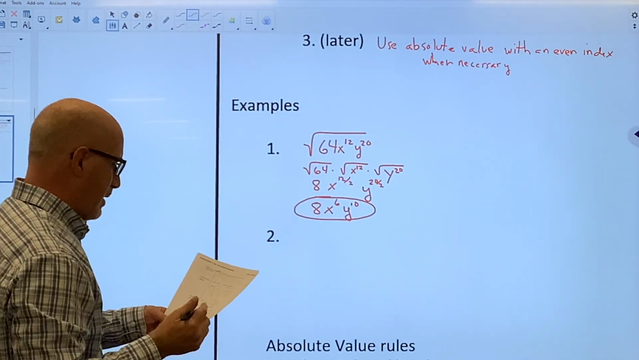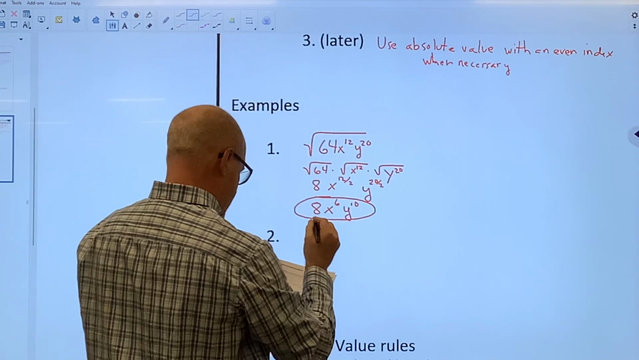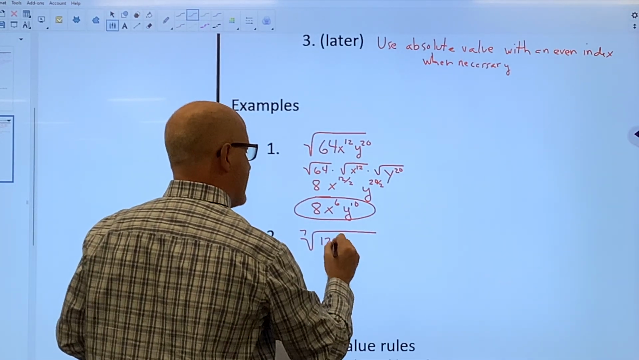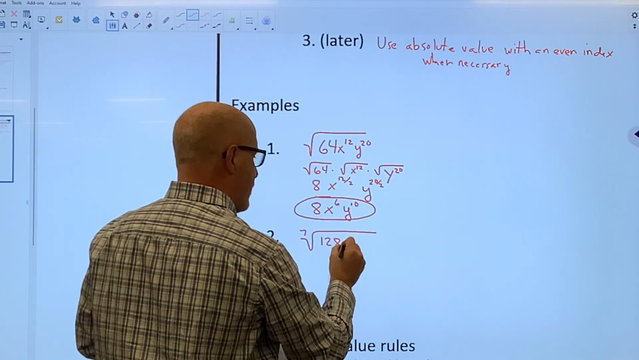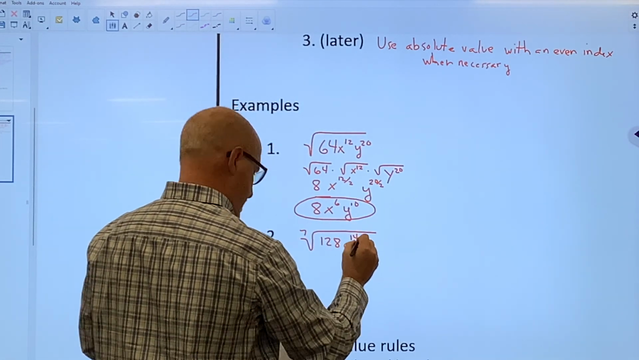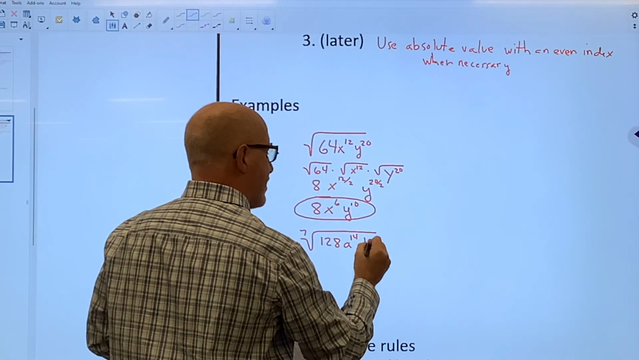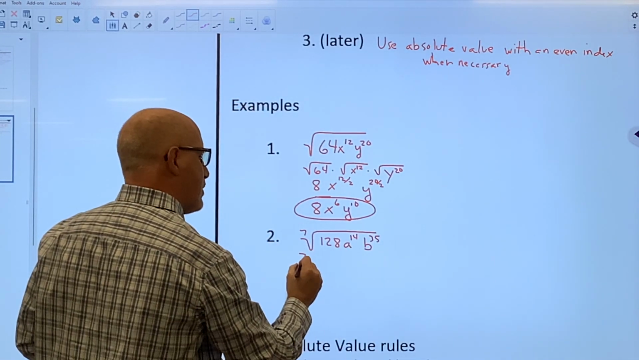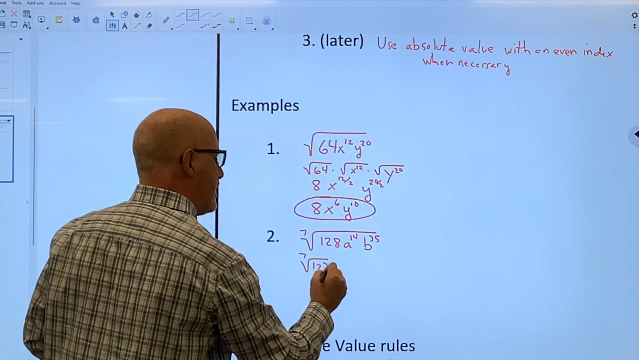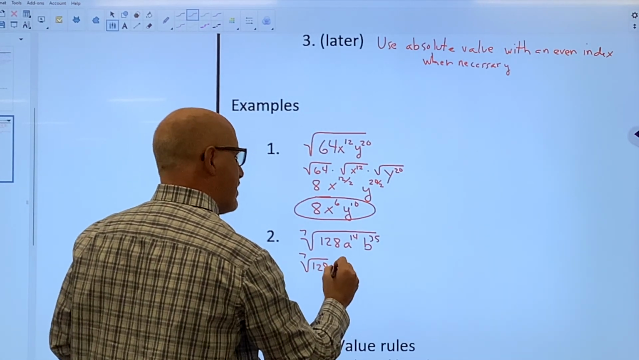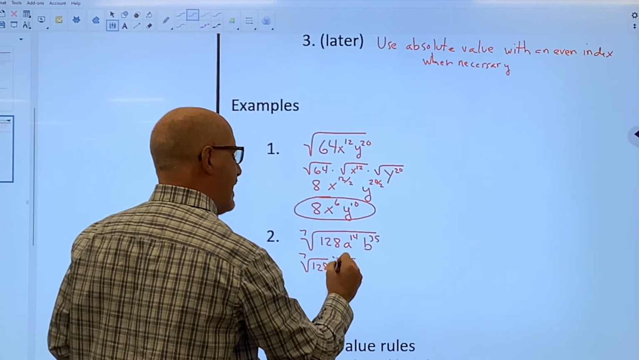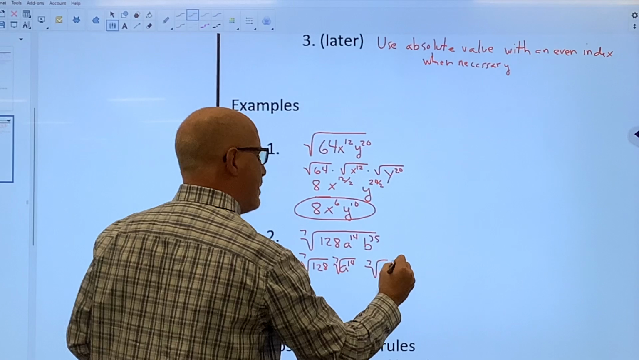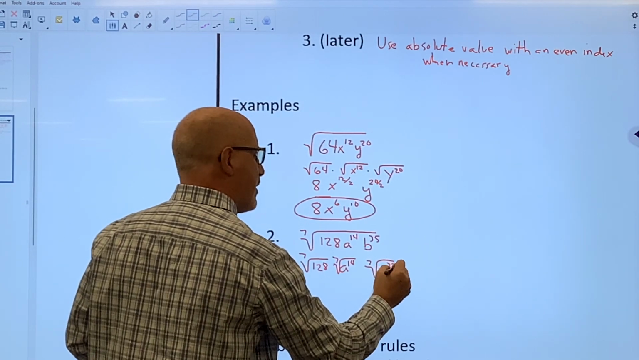Now the next one, what I'm going to do is use it with an odd index. So we're going to do the 7th root of 128, a to the 14th and b to the 35th. All right, now let's separate them. So the 7th root of 128, the 7th root of a to the 14th power, and the 7th root of b to the 35th power.